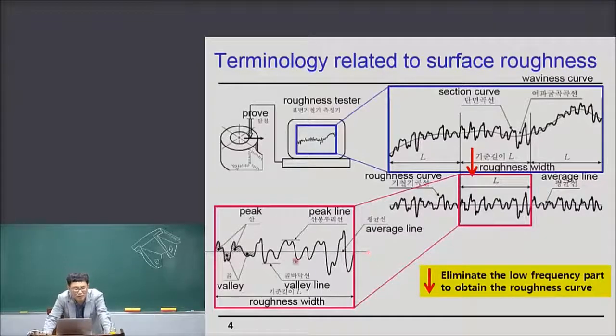And the part above the average line we call the peak, and the under part we call the valley. The peak line is the line tangential and parallel to the average line, and the valley line is the line which is tangent to the roughness curve, but below the average line. Okay.